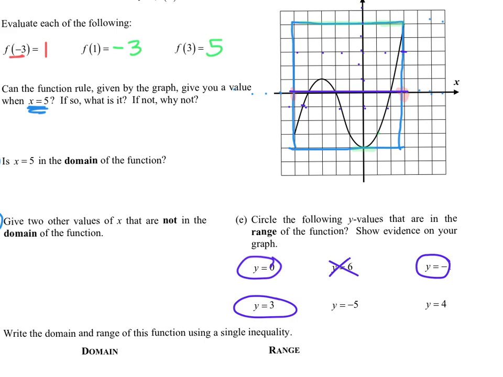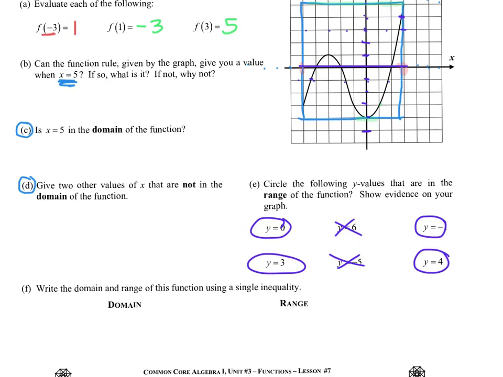Y equals negative 5. Let's see, 1, 2, 3, 4. Down here at negative 5, there's no points on the graph. Negative 5 is not in the range. Y equals 4, 1, 2, 3, 4. If I look over, yeah, there's a point on the graph there. Y equals 4 is in the range of the graph. So again, domain is inputs or x's and range is y's or the outputs.